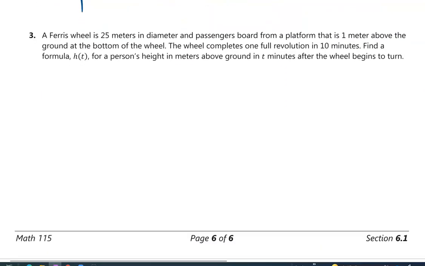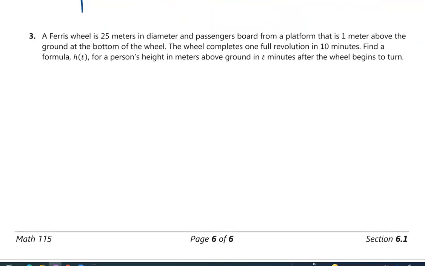Then next problem: the Ferris wheel is 25 meters in diameter, and passengers board from a platform that is 1 meter above the ground at the bottom of the wheel. The wheel completes 1 full revolution in 10 minutes. Find a formula for h of t for a person's height in meters above the ground t minutes after the wheel begins to turn. So here, since the diameter is 25, just like our example earlier, the radius is equal to 12.5, and the amplitude is 12.5.